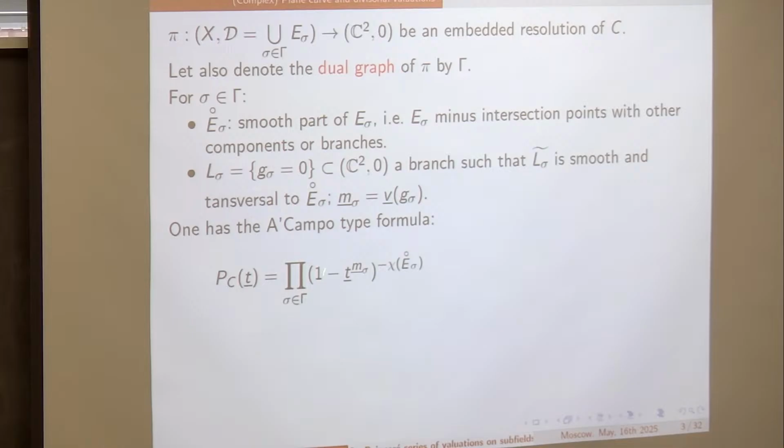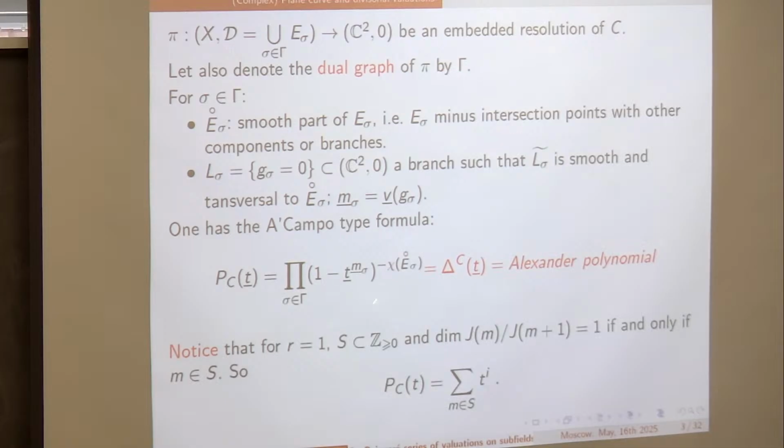So one can show that the Poincaré series can be computed and gives this formula, which is a formula of A'Campo type. With this formula, one has the equality of the Poincaré series with the Alexander polynomial of the link defined by the curve.